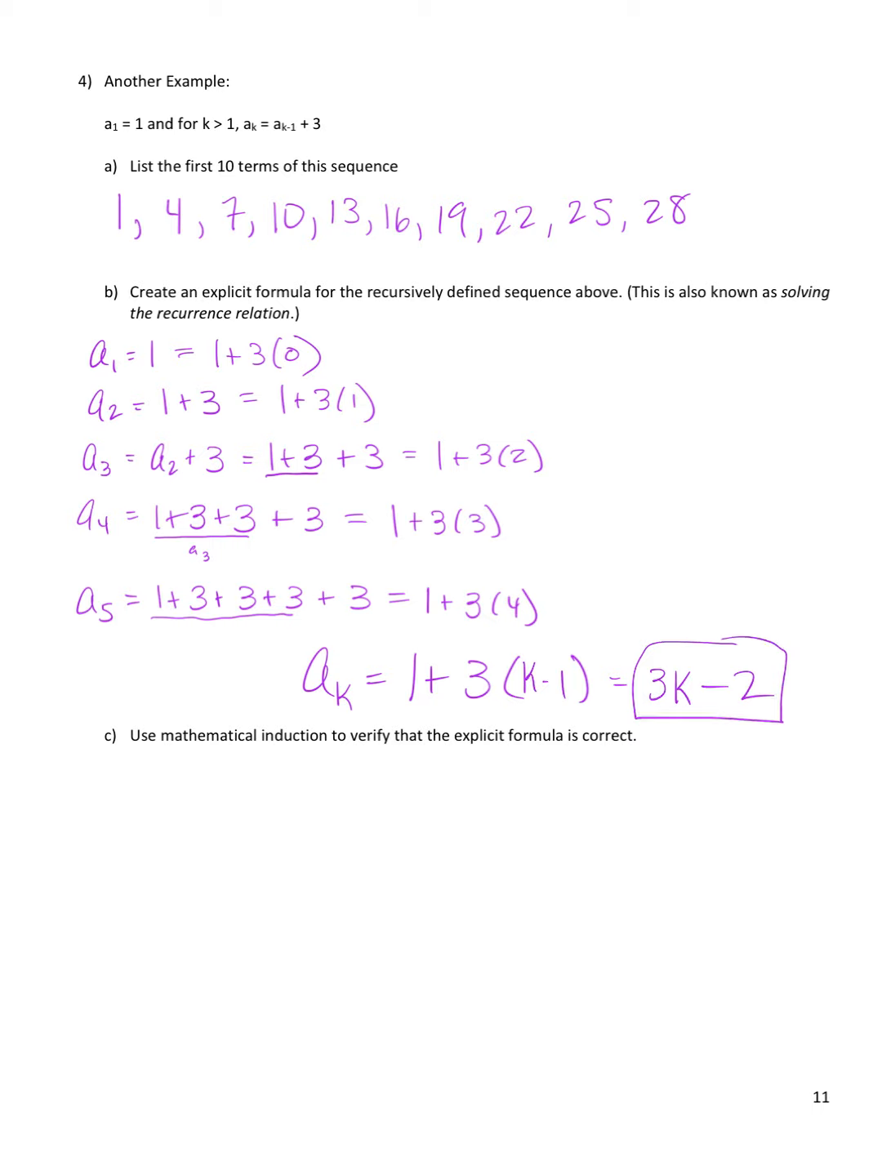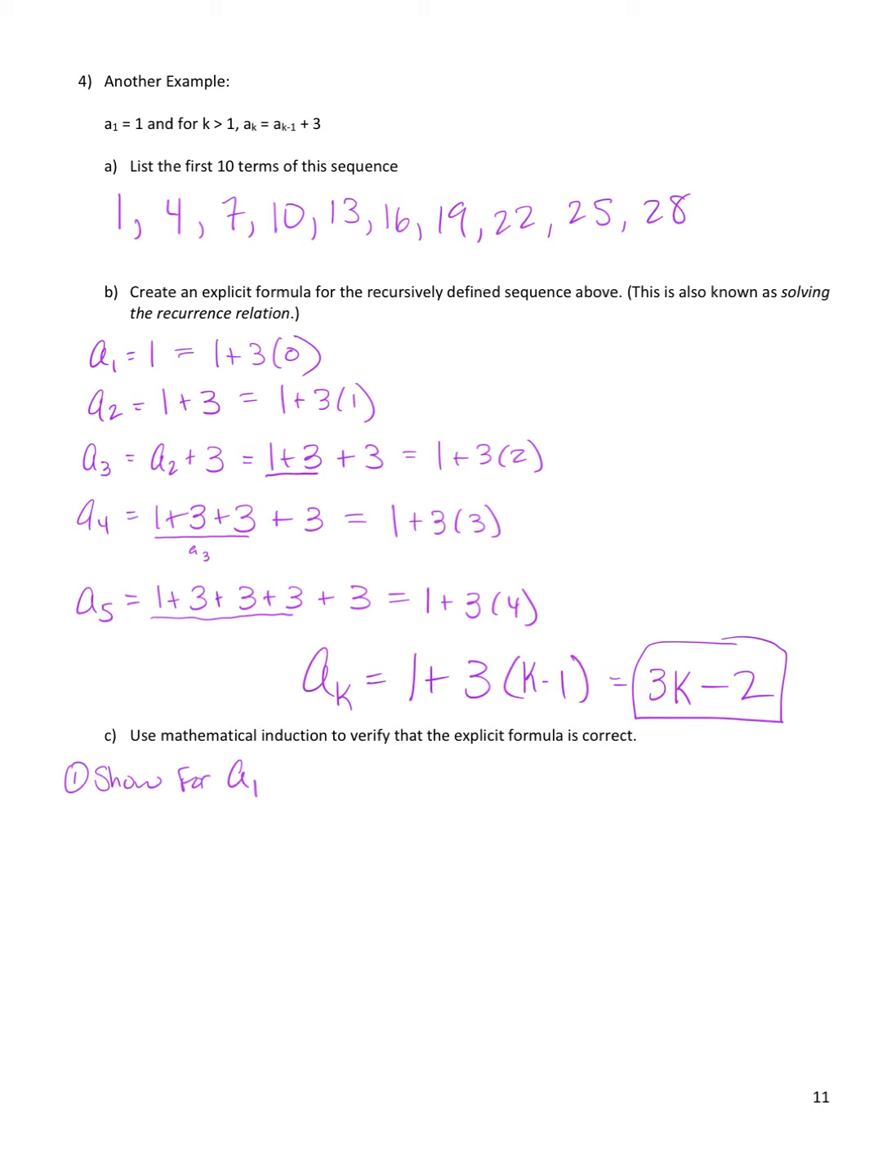And now that I have an explicit formula, it's really a guess because I based this guess off a pattern that I observed in the first 5 terms of the sequence. So to verify that this guess works, I can use mathematical induction. So I have to show it for the base case. So step 1 is show that it holds for A1.